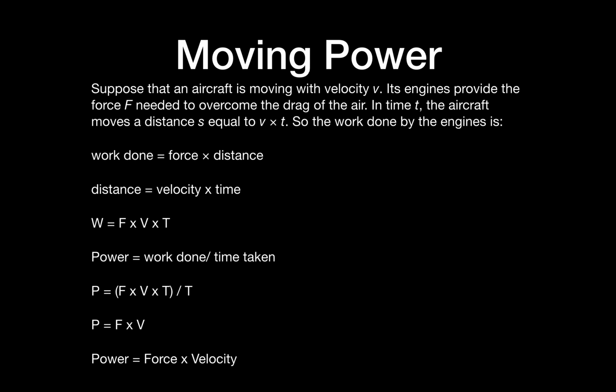Let's say it's moving at a constant velocity v. When we calculate the distance moved by this aircraft, distance is speed into time, so s equals v into t. Then we move towards the work. Work done is force into distance, and distance is velocity into time. Once we replace distance in the work equation, we get work is equal to force into velocity into time.